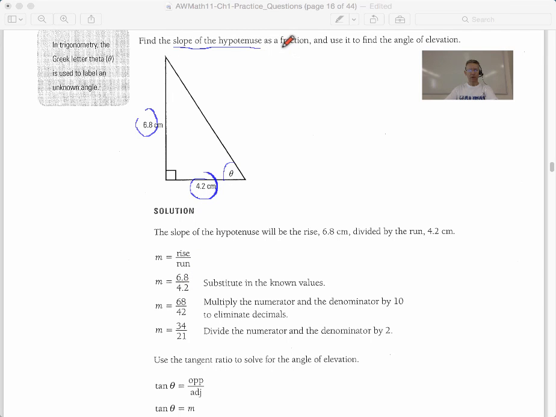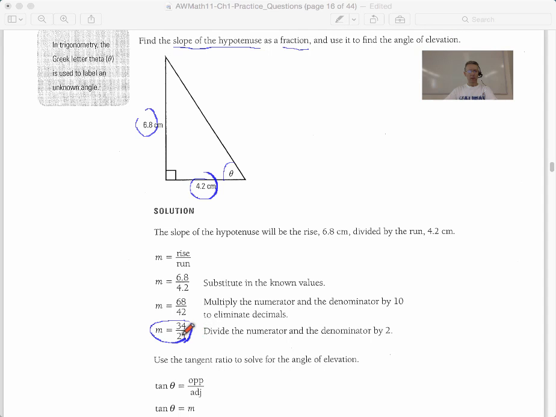Now they want it as a fraction, so when you put 6.8 over 4.2, we can make that whole numbers. So decimals, get rid of decimals, multiply by 10 or 100, depending on how many decimal places there are. So here we'll multiply by 10 and it becomes 68 over 42. Now we can reduce. We can see these are divisible by at least 2, so we can divide top and bottom by 2. We get 34 over 21. So this is the smallest whole number ratio for the slope, and use it to find the angle of elevation.